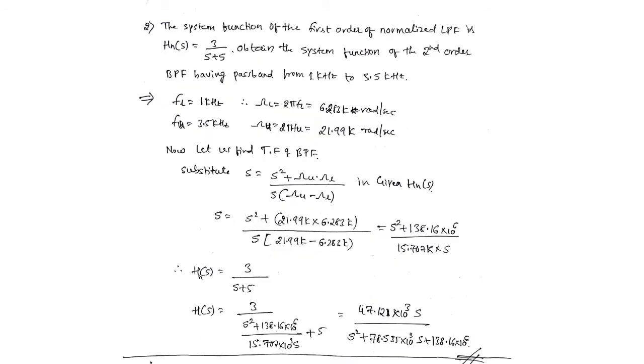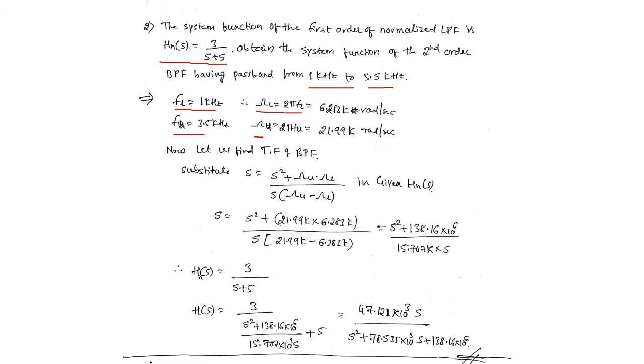Let us take another example. The system function of the first order normalized low pass filter is Hn of s equal to 3 divided by s plus 5. Obtain the system function of the second order band pass filter having passband from 1 kHz to 3.5 kHz. In this example, FL value is given, that is 1 kHz, and the upper frequency FU is given as 3.5 kHz. With the help of this, we will calculate omega L and omega U. We know omega equal to 2 pi F, that is, 2 pi FL will give omega L, and omega U equal to 2 pi FU will give omega U.